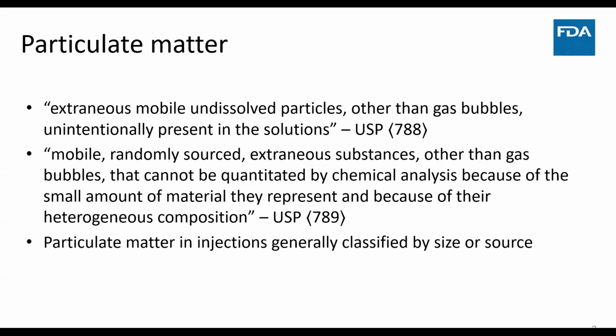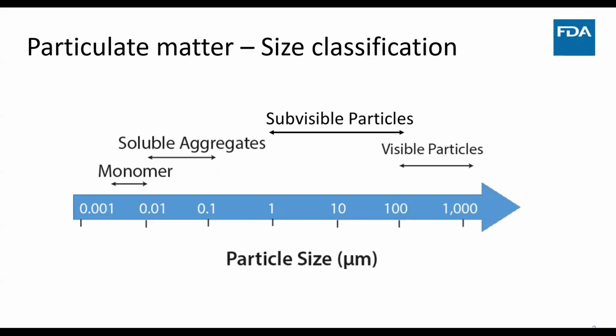In general, particulate matter is classified by size and by source. When we look at size classification, starting from the largest particles, which you would see with the unaided eye, known as visible particles, then the next set of particles, which we'll be talking about, between the size range of 1 micron to 100 micron, form our subvisible particles. Below that, you have your soluble aggregates and your monomer particles, which some of the techniques we've talked about are very good at identifying and characterizing. We would stay in the subvisible particle zone for the rest of this presentation.